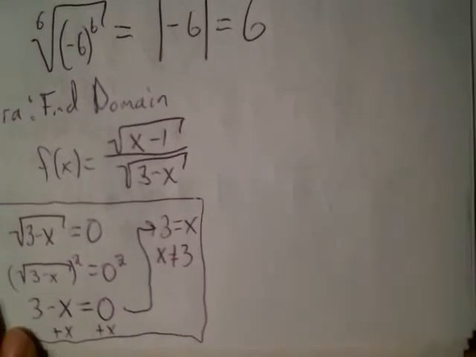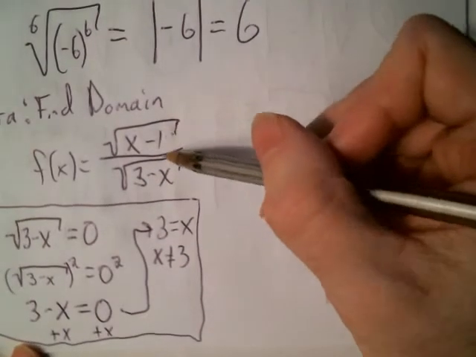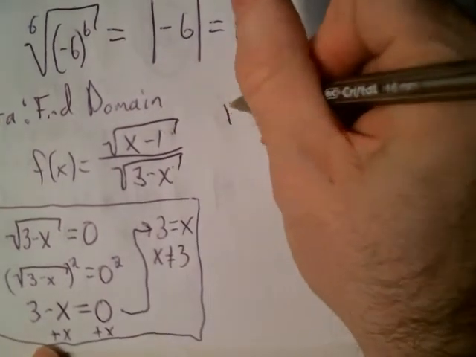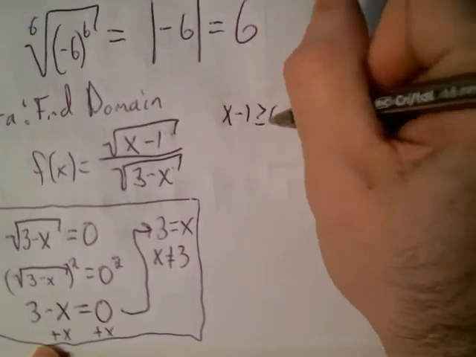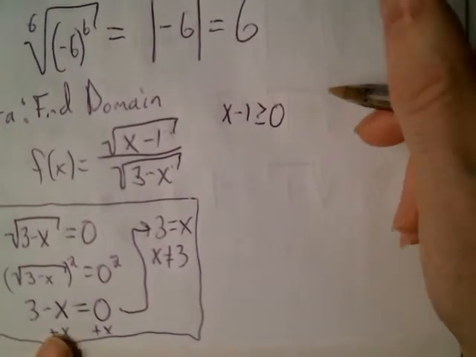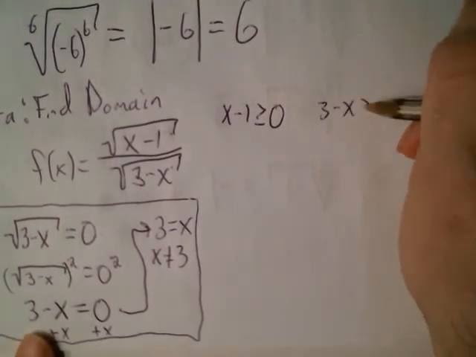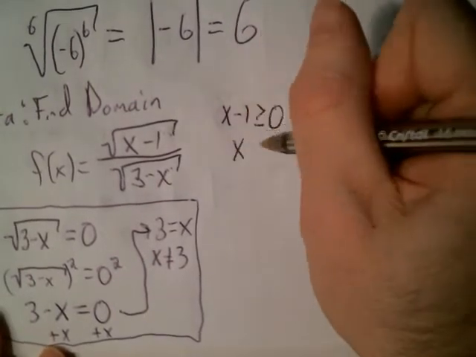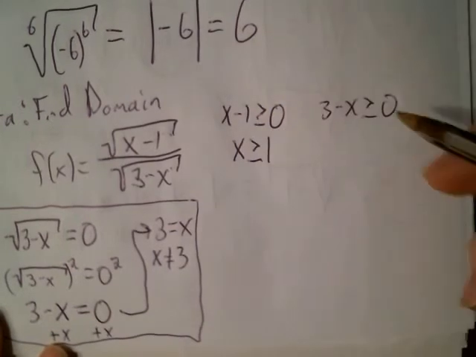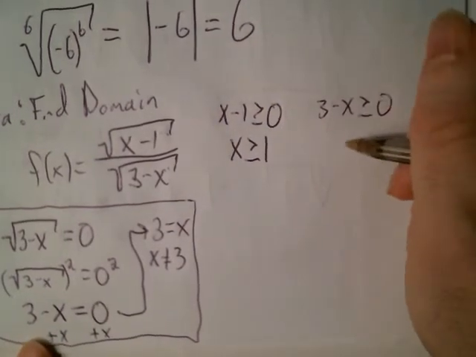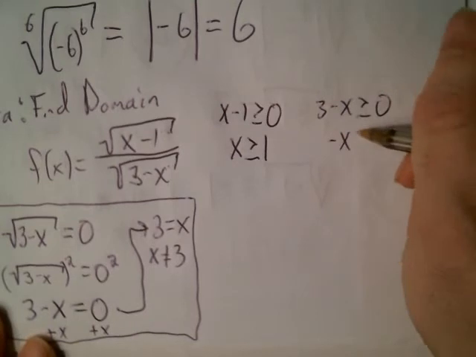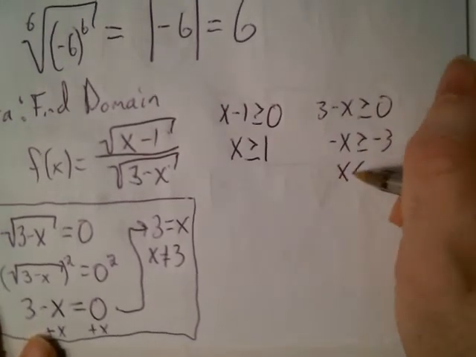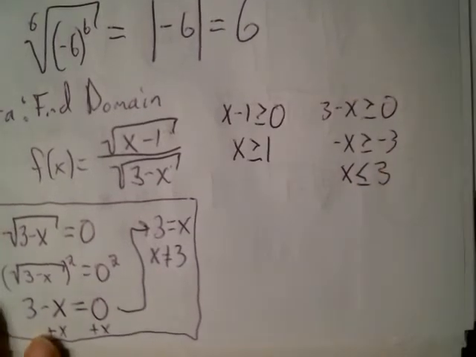Okay, what else then? We need to make sure that the stuff inside of the radical is positive. In other words, I need to make sure that x minus 1 is greater than or equal to 0. And I need to make sure 3 minus x is greater than or equal to 0. Okay? So over here, x greater than or equal to 1. And over here, negative x greater than or equal to negative 3, multiplied by negative 1. x needs to be less than or equal to 3. Okay?